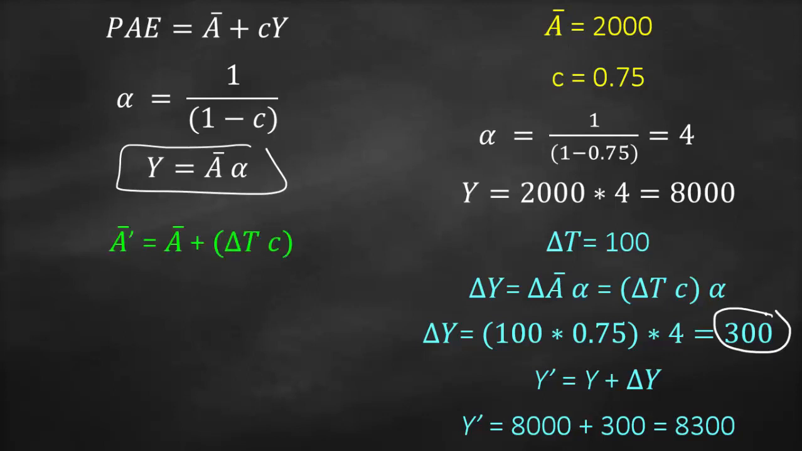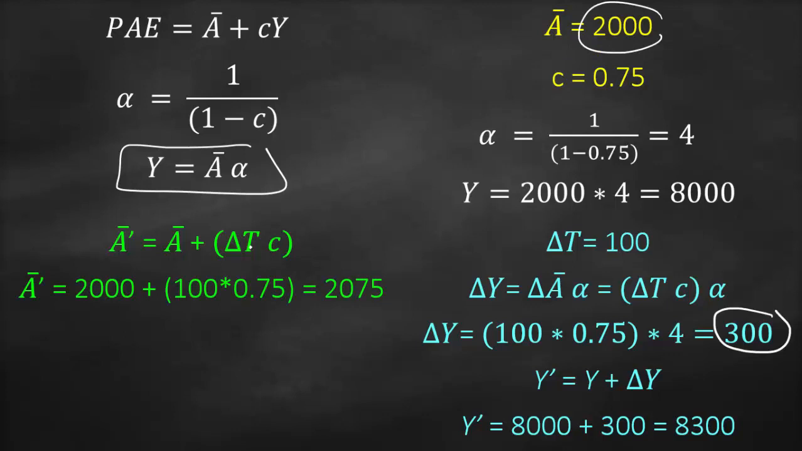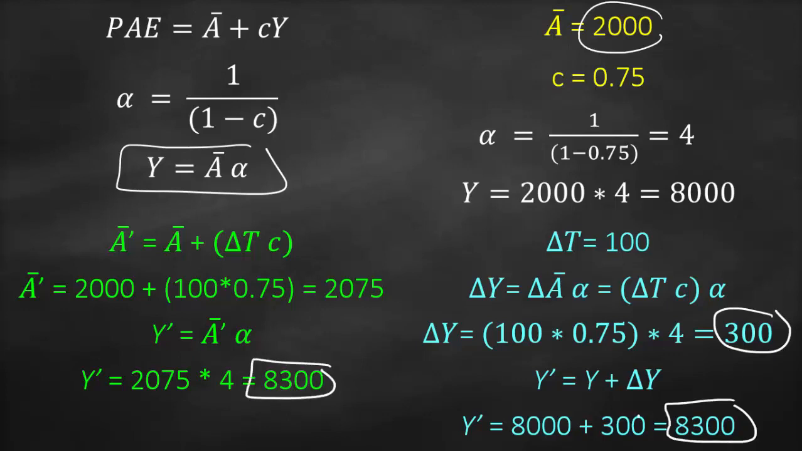So this means that here I need to calculate our new autonomous spending. So our new autonomous spending, A par prime, is equal to A par plus a change in taxes, which is the reduction in taxes, multiplied by marginal propensity to consume. So this will be, we have here an old A par of 2000, plus we have a reduction in taxes of 100, multiplied by 0.75. This will give us 2075. Then our new output level will be our new autonomous spending multiplied by the multiplier. So I will get here 2075 multiplied by 4. This will give us 8300. Both methods will give you the same answer.